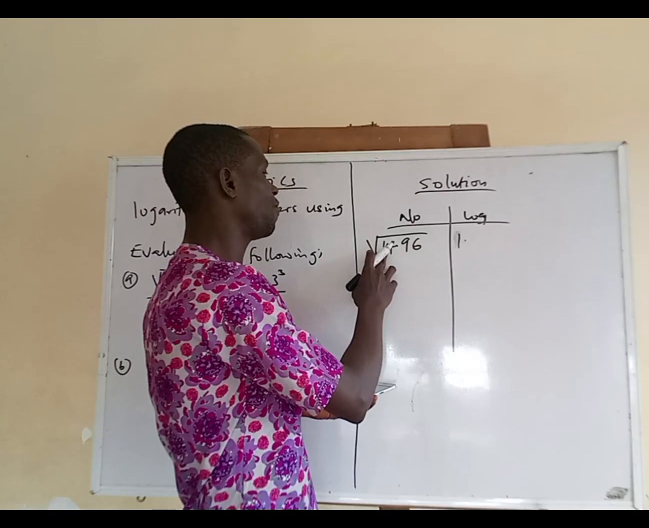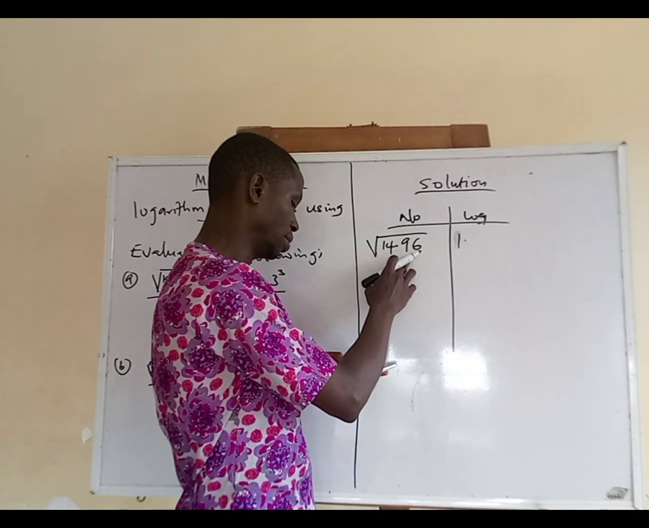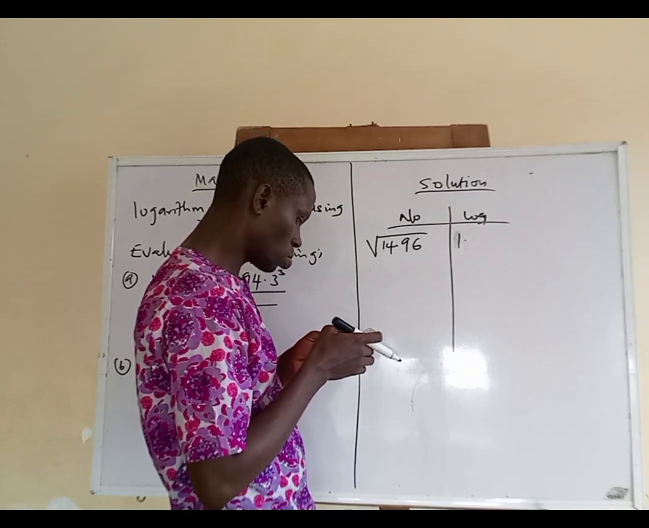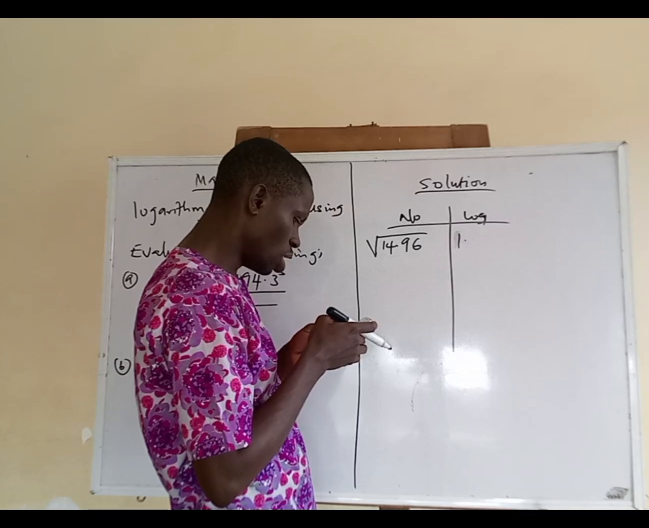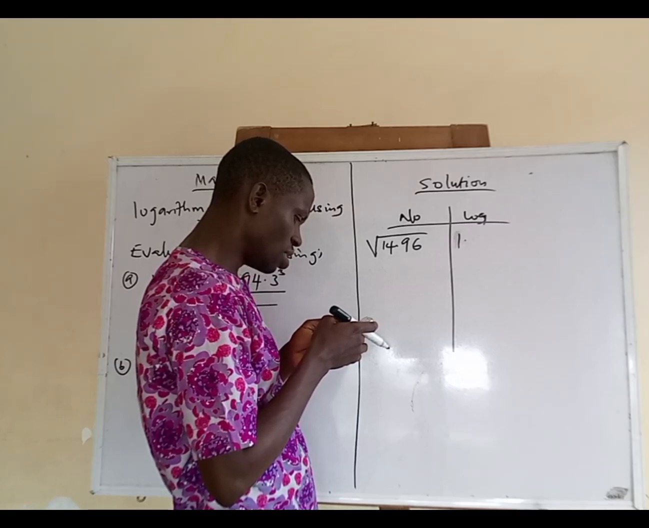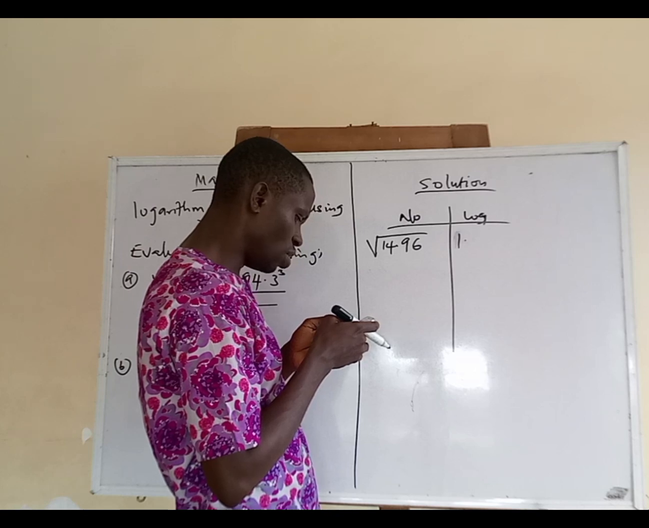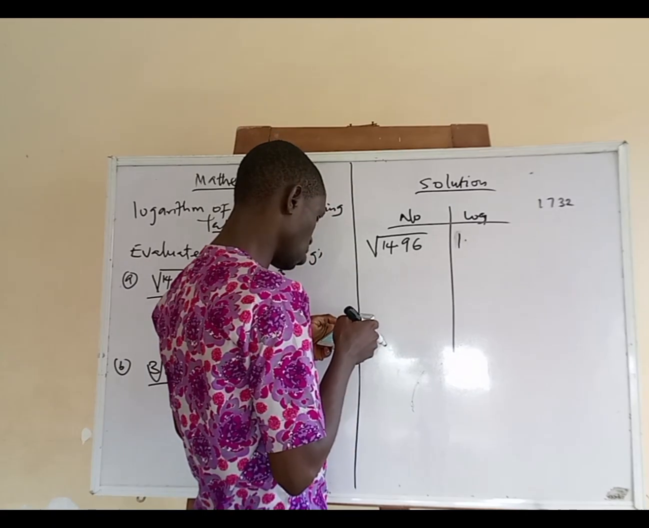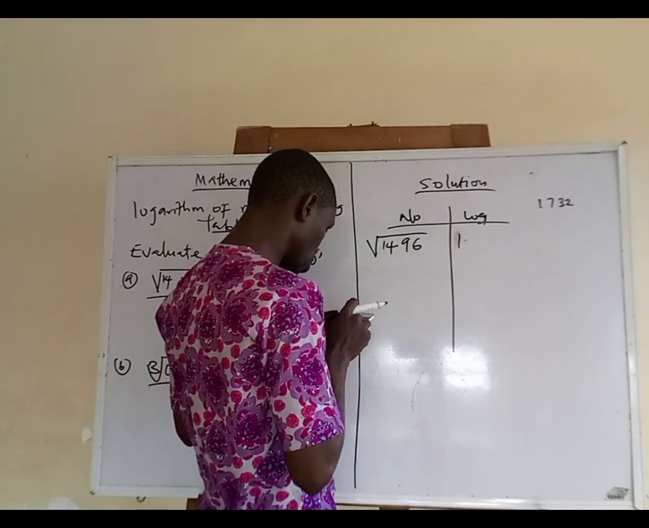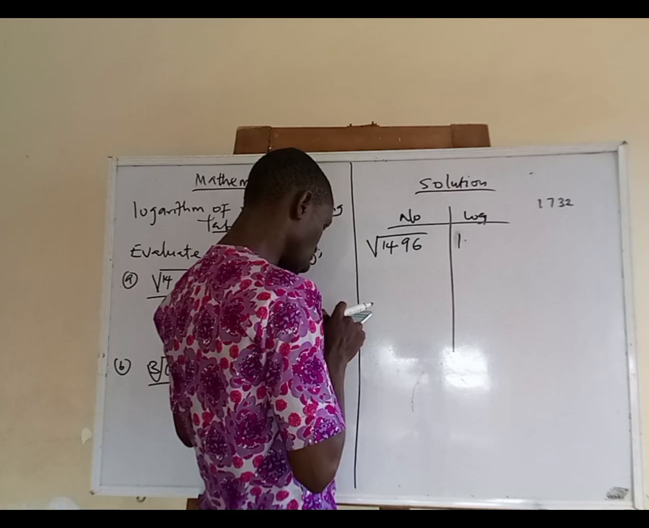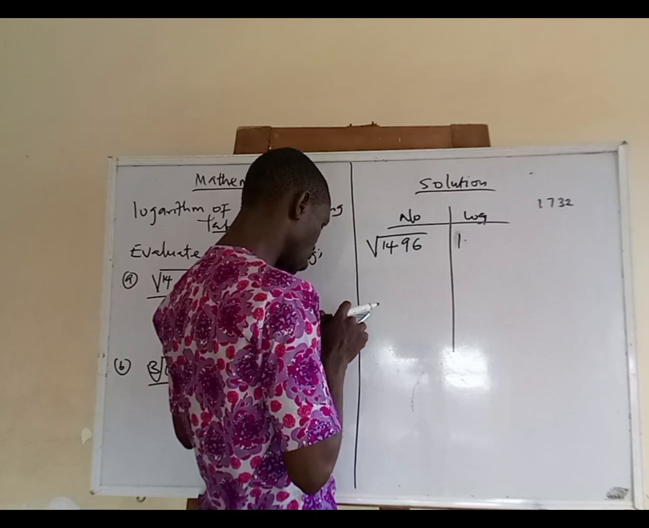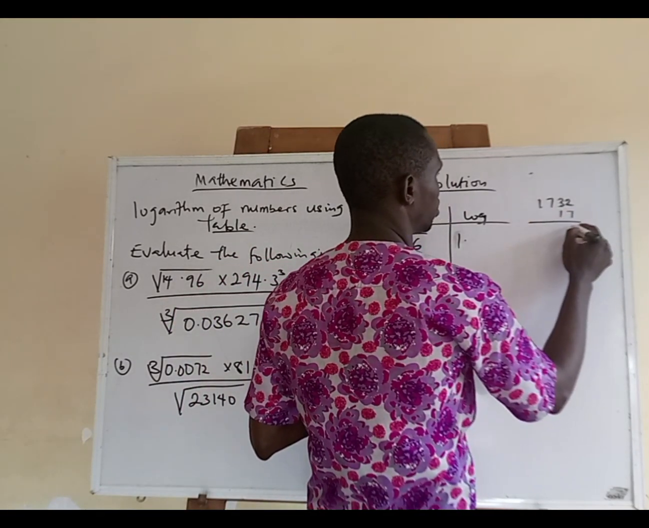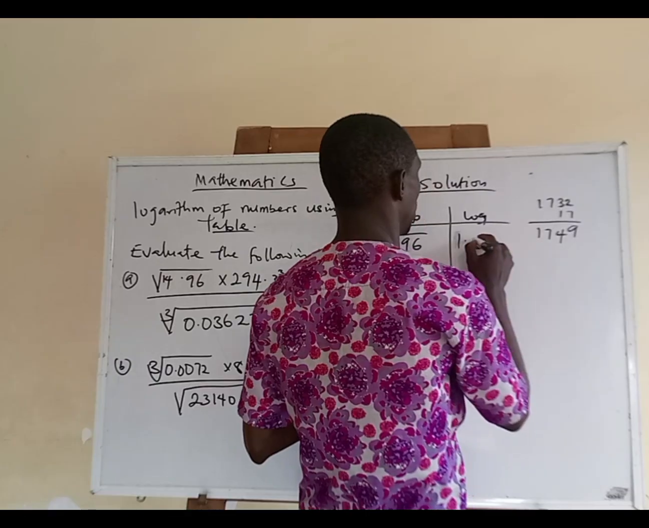Then what we have on the board, 14.96, we said we check our logarithm of 14 under 9. Logarithm 14 under 9. So log 14 under 9 is 1732. Then you check the 6 under 9, the difference 6. Then that's 17. So we add it together to give us 1749.